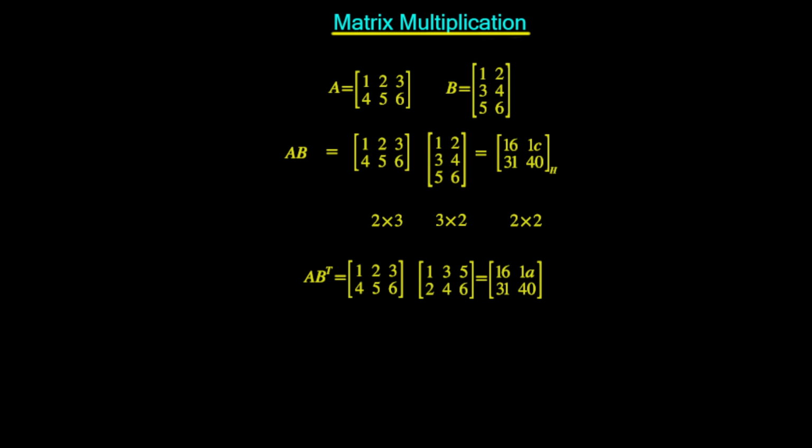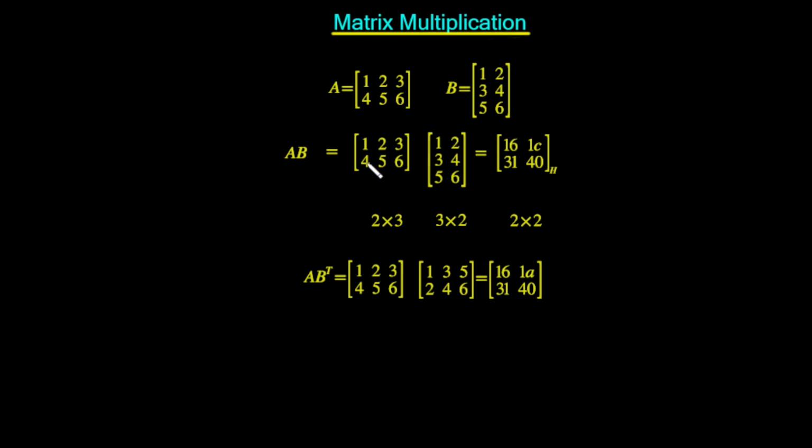Now let's look at matrix multiplication. We want to multiply matrix A, which is 1, 2, 3, 4, 5, 6, with matrix B, which is 1, 2, 3, 4, 5, 6. So we put these two together, and the way we multiply them is row and column. So this row here will multiply this column, and this row will multiply this column.